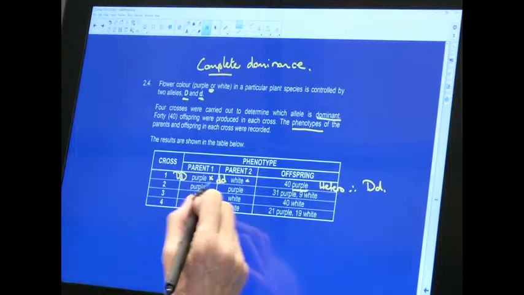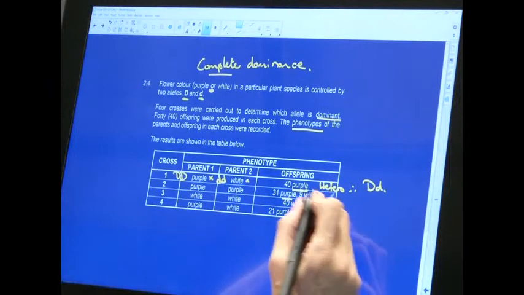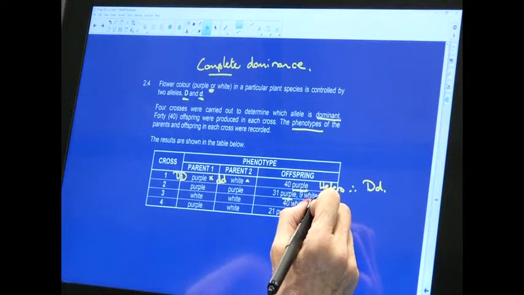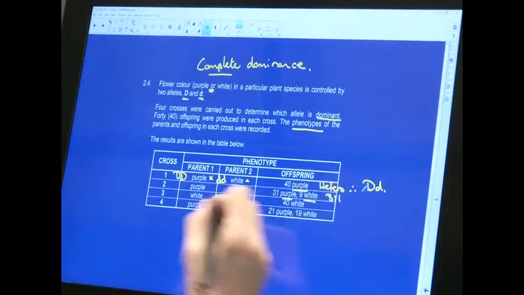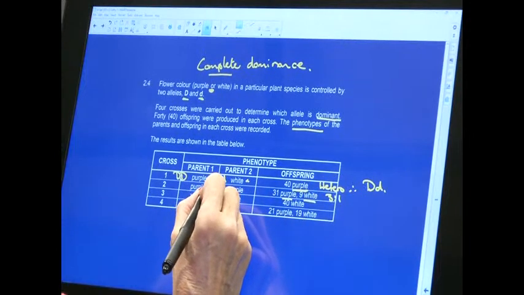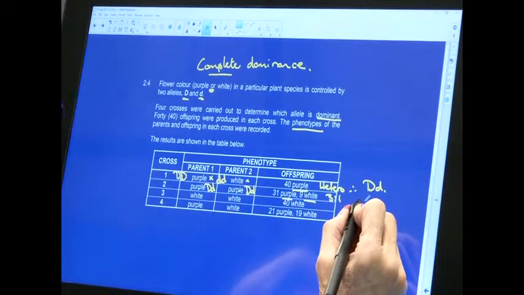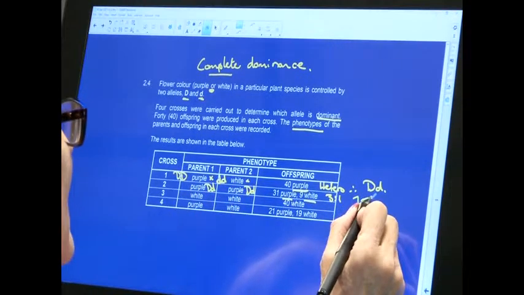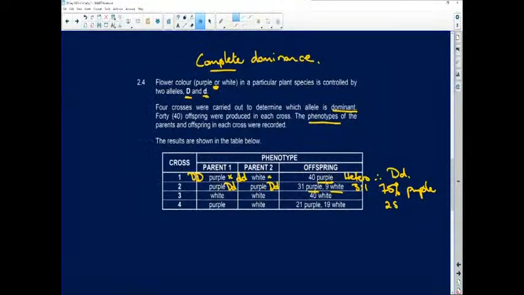When I have purple and purple, I have 31 purple and white. Therefore, what have I got? I've got a 3-to-1 ratio, which tells me this one is heterozygous and this one is heterozygous. And when I cross them, 75% will be purple, and we're going to end up with 25% white. You must know your basic crosses. Then a white and white gives me all white.